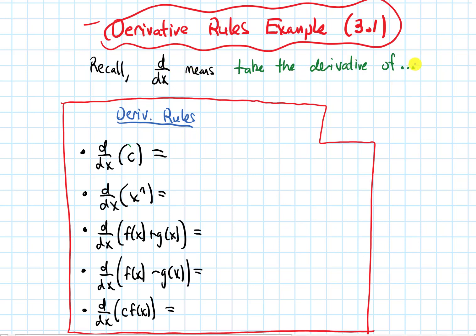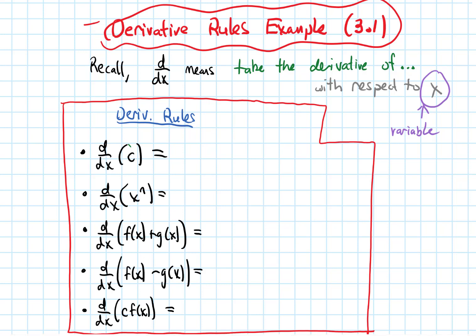Okay, and it means take the derivative of whatever we write after it with respect to x. Okay, so x is our variable here. And so conceptually, if we think about a derivative as an instantaneous rate of change, what taking the derivative with respect to x means is, what's the instantaneous rate of change of our function if x changes by a tiny amount? How much will our function change? How much will its outputs change?